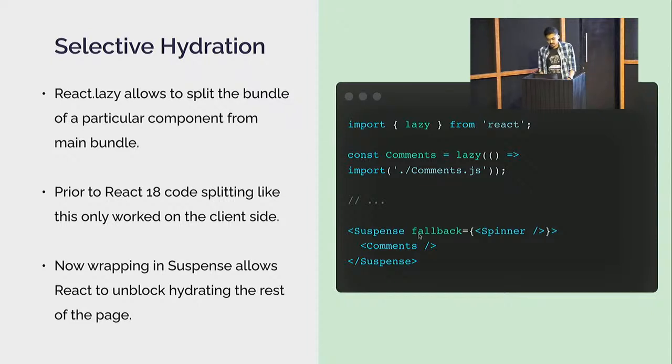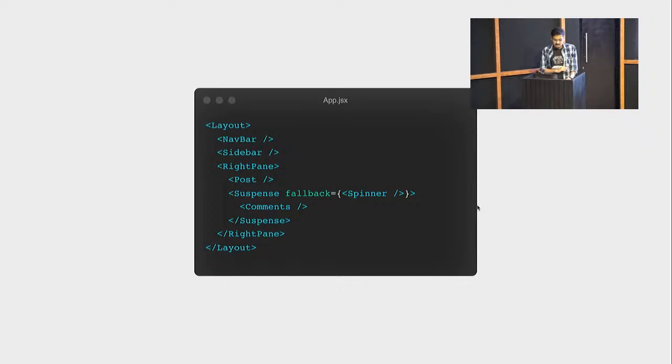But with React 18 and the new Suspense architecture, this works. Suspense and lazy loading work with streaming server-side rendering as well. Apart from streaming the HTML until the component is ready, it also allows you to disconnect the hydration part. So even if, for example, the comments are very slow to load, you can start hydrating the rest of the app, so users can start interacting with the rest of the app even while the comments are still being streamed.